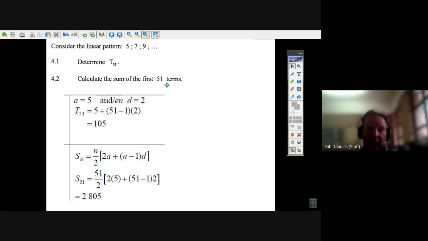Okay, calculate the sum of the first 51 terms. So there's your formula for an arithmetic sum. This is an arithmetic sequence going up by 2. So we put 51 in for n, 2 times a, 2 times 5, plus (51 minus 1) times d. Just put that in your calculator. That's 50 times 2, that's 100. 110 divided by 2 is going to be 55 times 51. It's 2,805. Well, that's all there is to it.